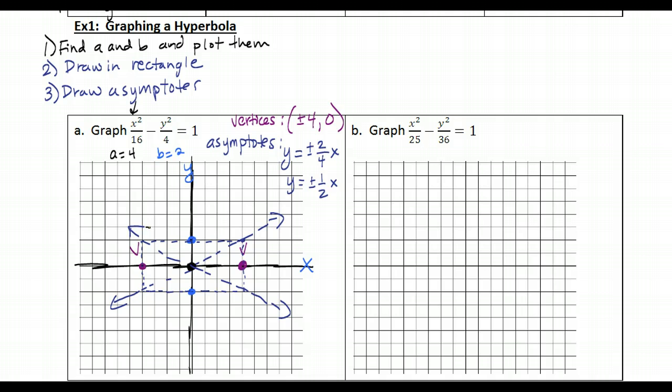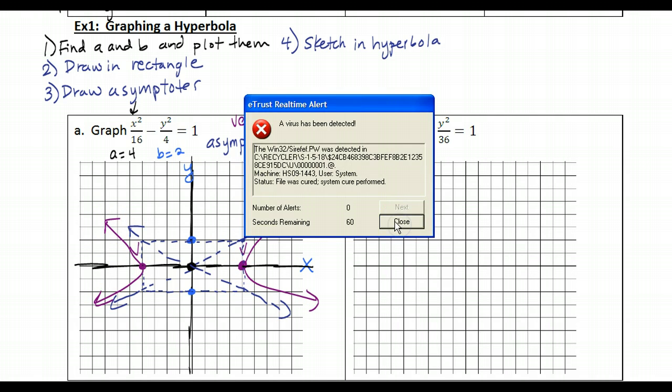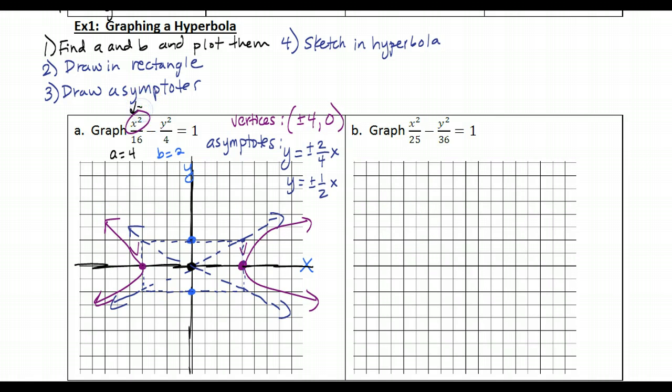Okay? And then last but not least, I sketch in the hyperbola. And here's how I know what to do. It always gets sketched through the vertex points. So if my vertex is here, it goes through here. And then another way you can remember which way to graph it is that if x comes first, it's going to be graphed through the x-axis.